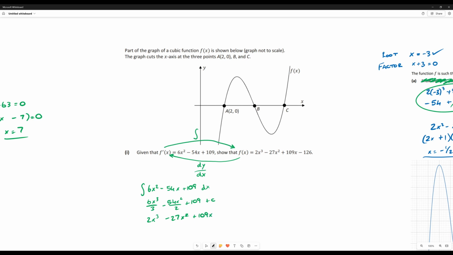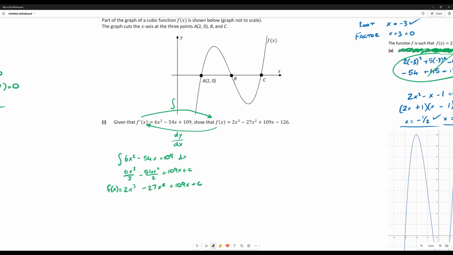I left out the x on the 109 there as well for some reason. Did I just rub that out? I can't remember. There should have been an x on the 109 and the plus C. Now that is my interpretation of f(x). Now they were nice enough to give you this, so we know that it should be a minus 126 at the end. But if we just do the integration alone, there's literally no way we would know that.